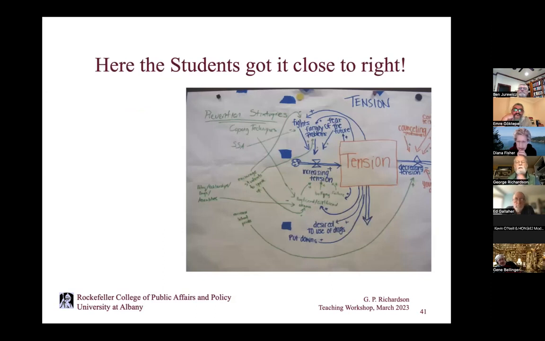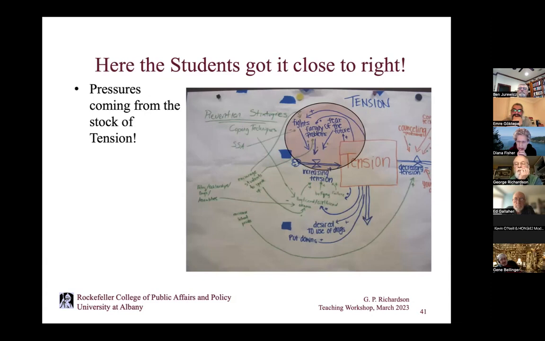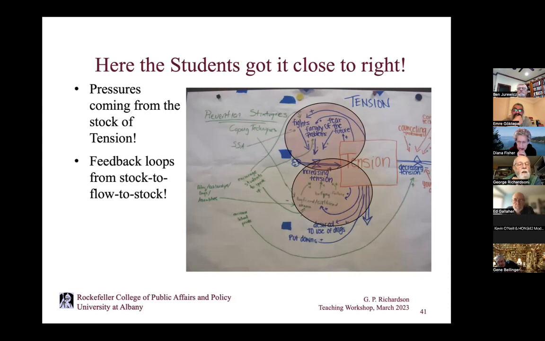Here, the students are very close to having it right. Here, look, pressures are coming from the stock. The arrows originate from tension and they get fights and family problems and fear of the future. And down below, you got some more things: bullying, failure, boyfriend, girlfriend, drama, and so on.